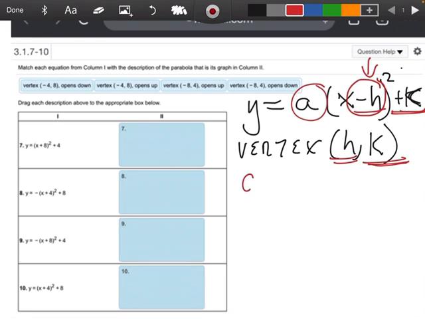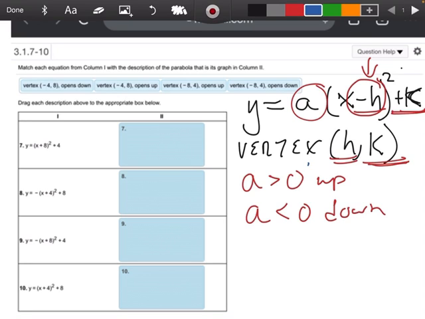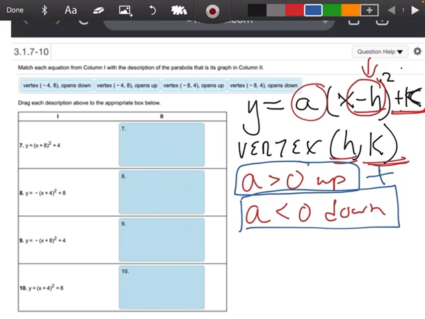And then for the number a, if the number a is positive, then the graph opens up. And if the number a is negative, then the graph opens down, right? So just to give you a heads up here, remember this a is bigger than 0. What kind of numbers are bigger than 0? Positive numbers, right? And a over here is less than 0. What kind of numbers are less than 0? Negative.